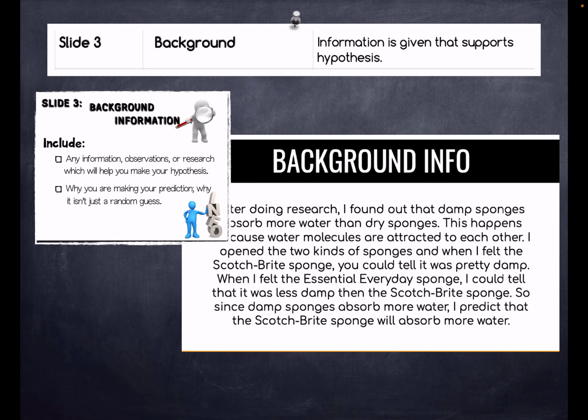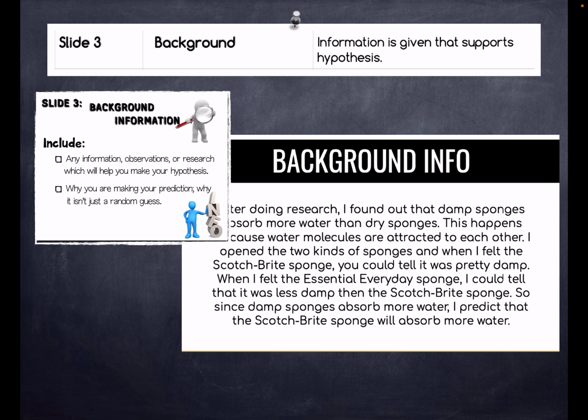Slide 3 needs to be the background information. You need to do some kind of research, online research. So Madeline, you can see, she did research about what causes things to absorb water more. So here she found out that damp sponges absorb more water than dry because in her research that she did online, she saw that water molecules are attracted to each other.